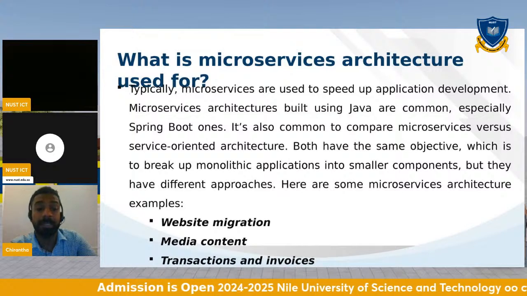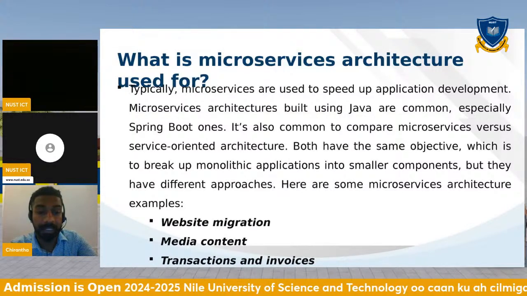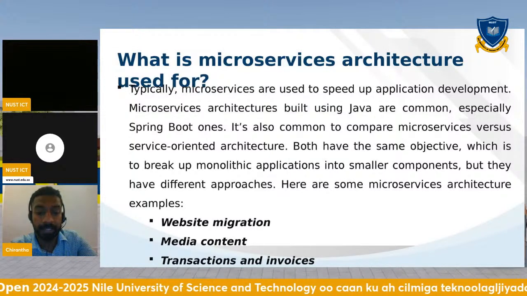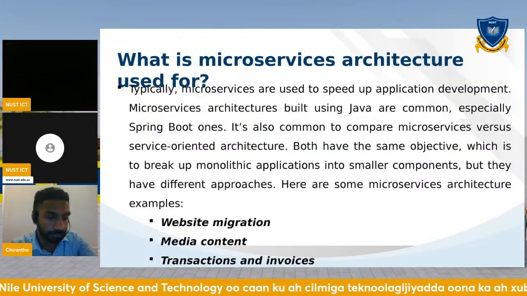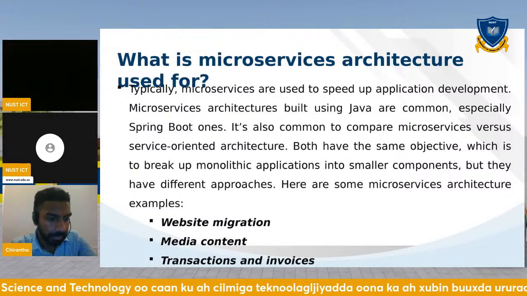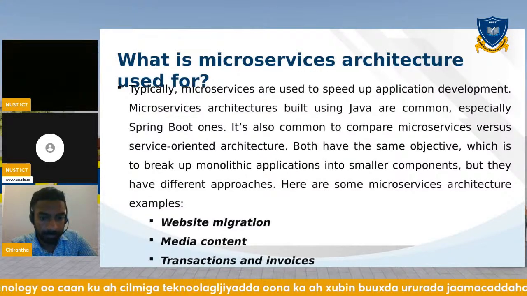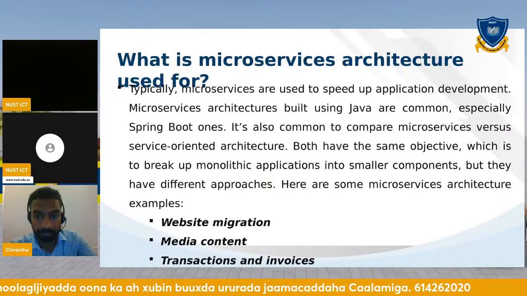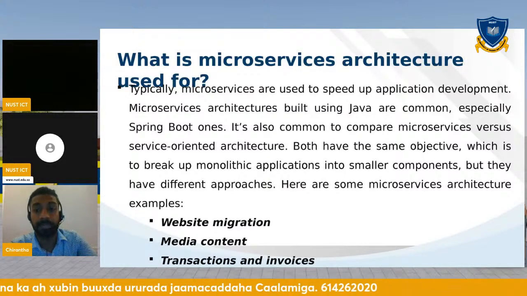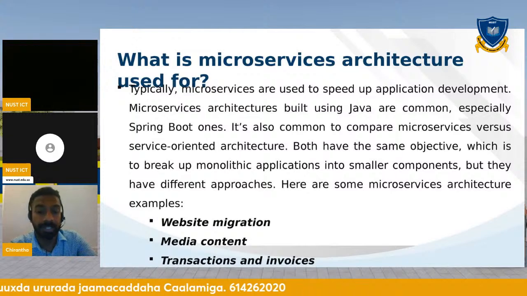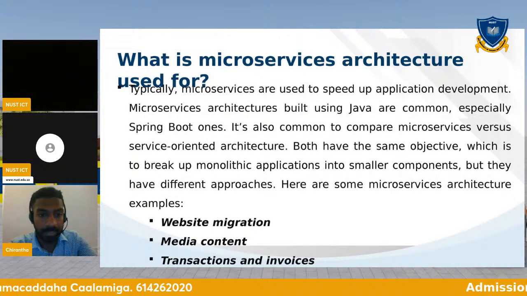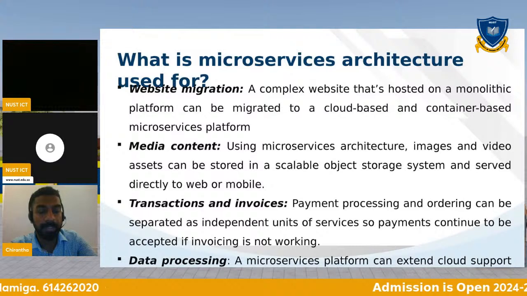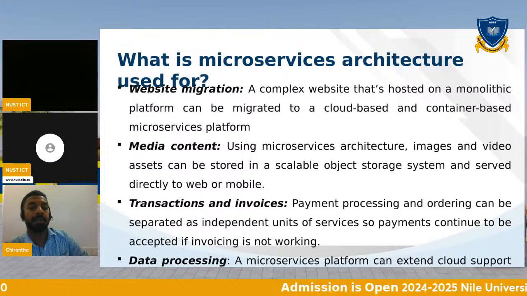So, what are the examples? The website migrations, media content, then the transactions and the invoices, then the data processing. Those are some kinds of usages of the microservices architecture. So let's see the different features. The first one is the website migrations.